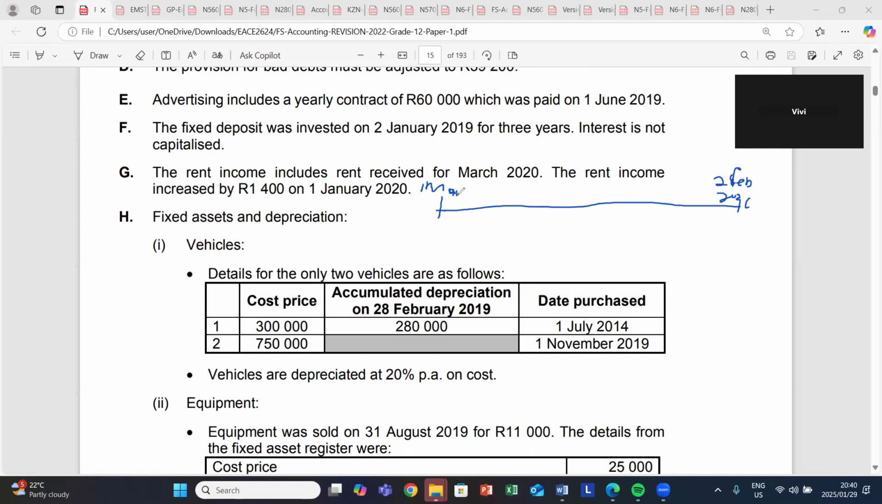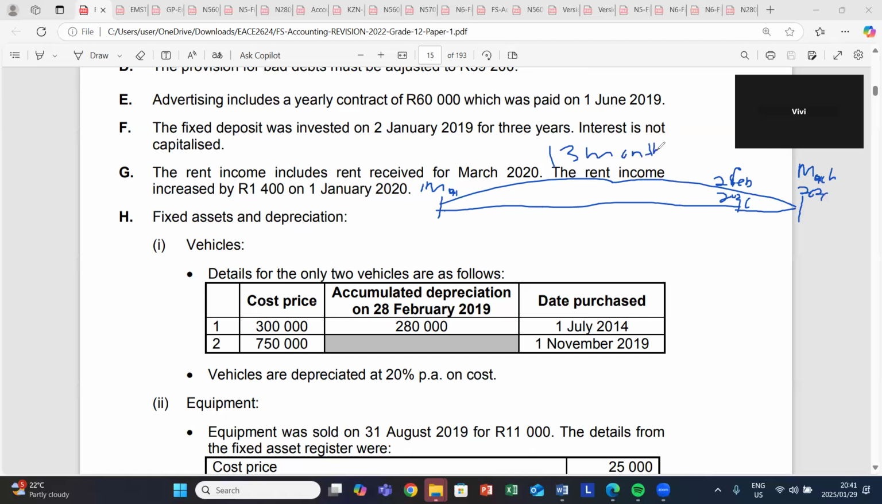1 month. We received it up until when? Up until March, meaning we received rent for how many months this year? For 13 months. 13 months. Okay. From here up until here is 13 months.